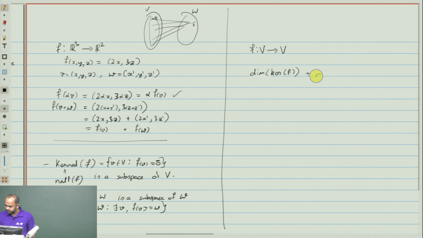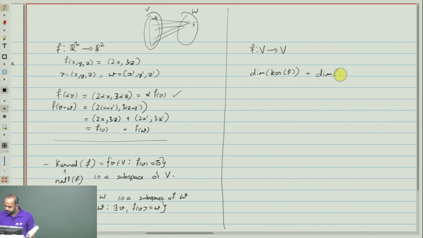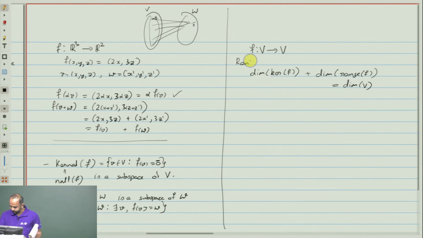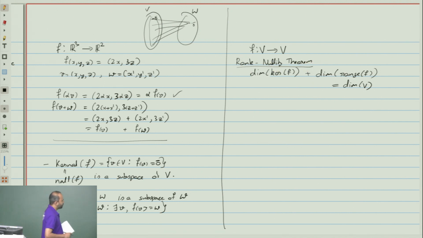and I can define the dimension of the range. The range of f is a subspace, it has a basis, and the size of the basis of that range subspace is called the dimension of that range. These two are well defined quantities. This apparently will be equal to the dimension of V. This is called the rank nullity theorem. And it is not very complicated to prove.